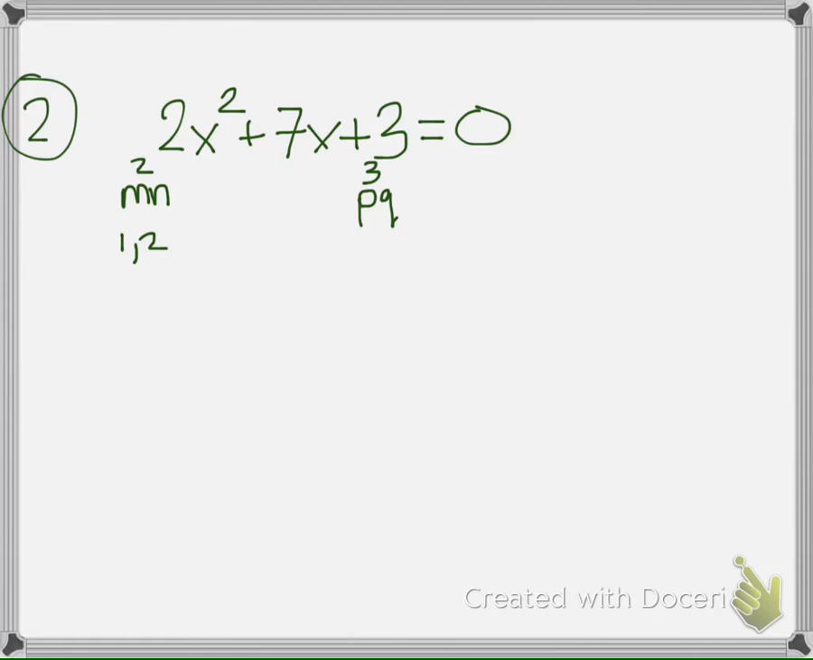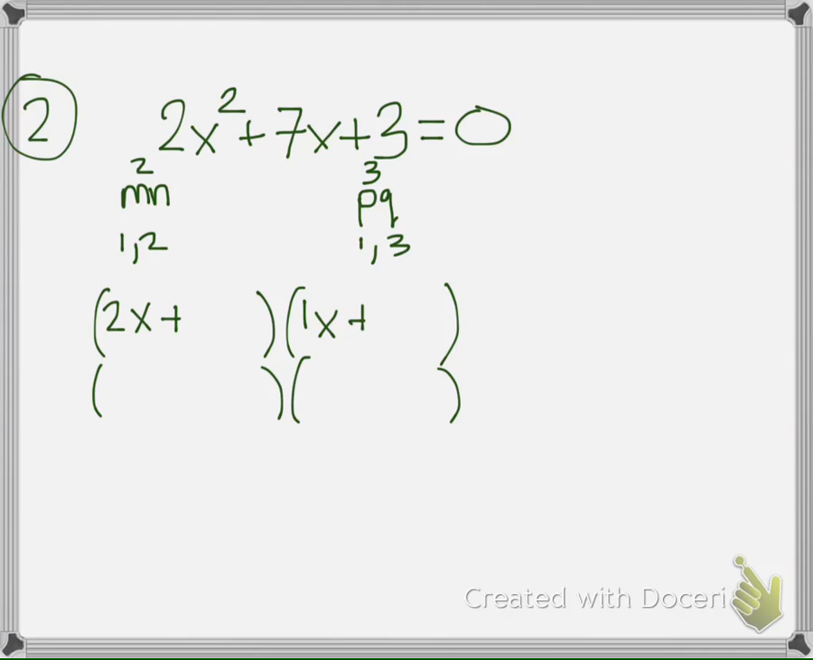So that's a 1, 2, and pq is a 1, 3. That's the only way I can get it. I see a plus plus situation here, which means my binomials are both going to be positive in the middle. There's my x, and then we've got a couple of trials to try out. Okay, I'm going to try 2 and 1, followed by 3 and 1.